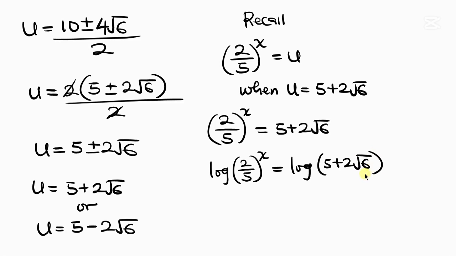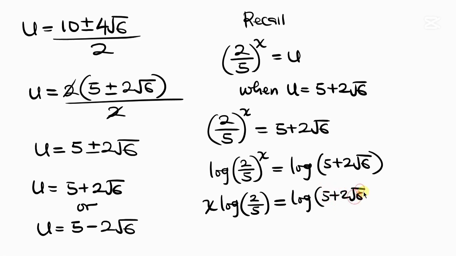Our next step will be to apply the property of logarithm, whereby the exponent moves behind the logarithm to multiply it. So this becomes x, which is the exponent, now multiplies the log of 2 over 5, equal to log of 5 plus 2 root 6. Now, in order to get the value for x, we're going to be dividing both sides by log 2 over 5. Let's do that on the next slide.